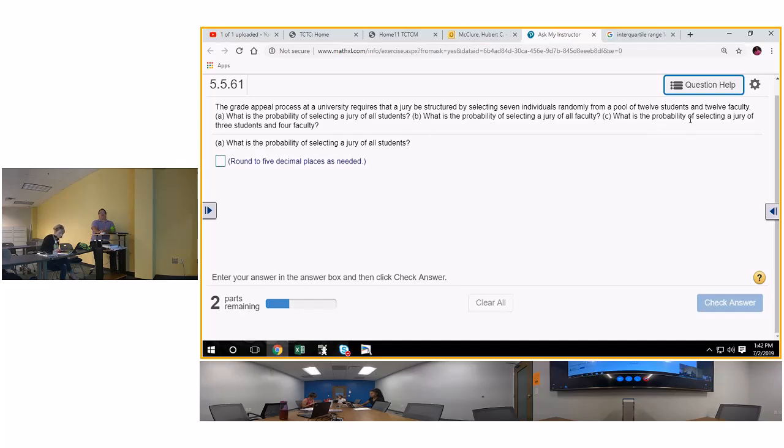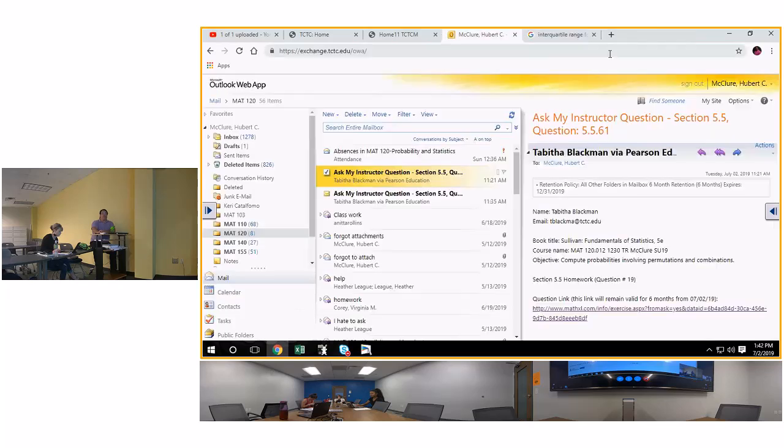What is the probability of selecting a jury of 3 students? That would be 24 combination of 3 times 24 combination of 4. So, not a test question.